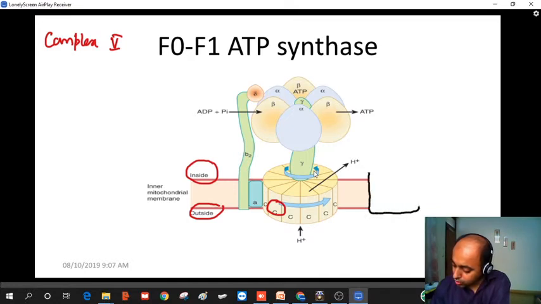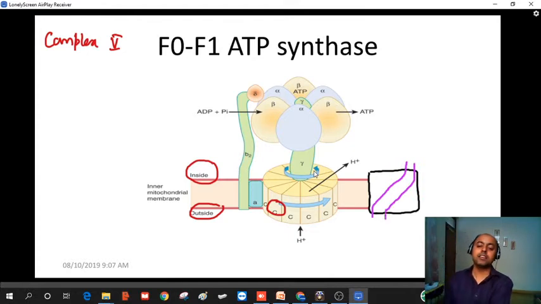I'm showing you a cross section of the C subunit. So what you'll find here, the channel is not a straight channel. It is slightly slanted. So when the protons travel here, we can distribute their movement along two axes. We have read this in 11th and 12th. Vectors along the x-axis and along the y-axis.